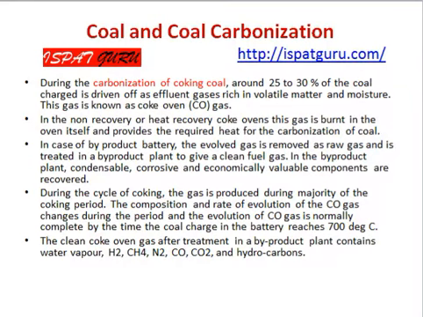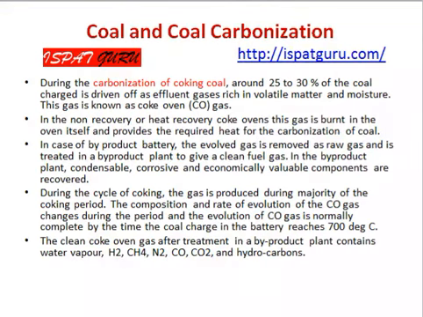In the byproduct plant, the gas is treated to give a clean pure gas. Condensable, corrosive and economically valuable components are recovered. During the cycle of coking, the gas is produced during the majority of the coking period. The composition and rate of evolution of the gas changes during the period, and the evolution of coke oven gas is normally complete by the time the coal charge in the battery reaches 700 degrees centigrade.